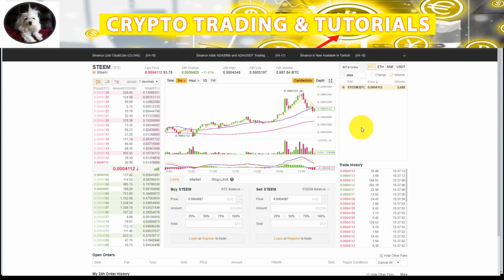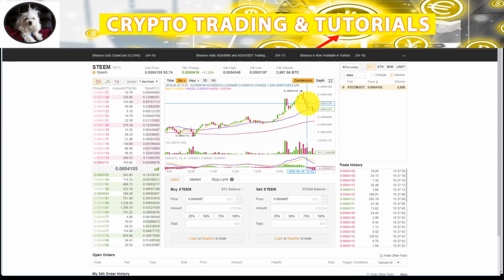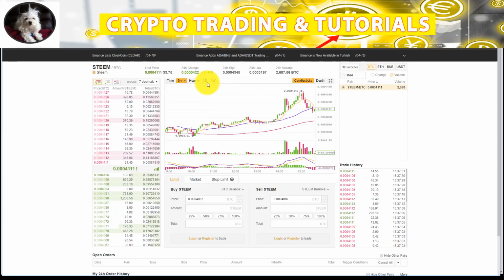So if we go here and look at Steam, I bought in this retracement and did not get an exit. As you see here, there's capital starting to come in and maybe push the price up, right?